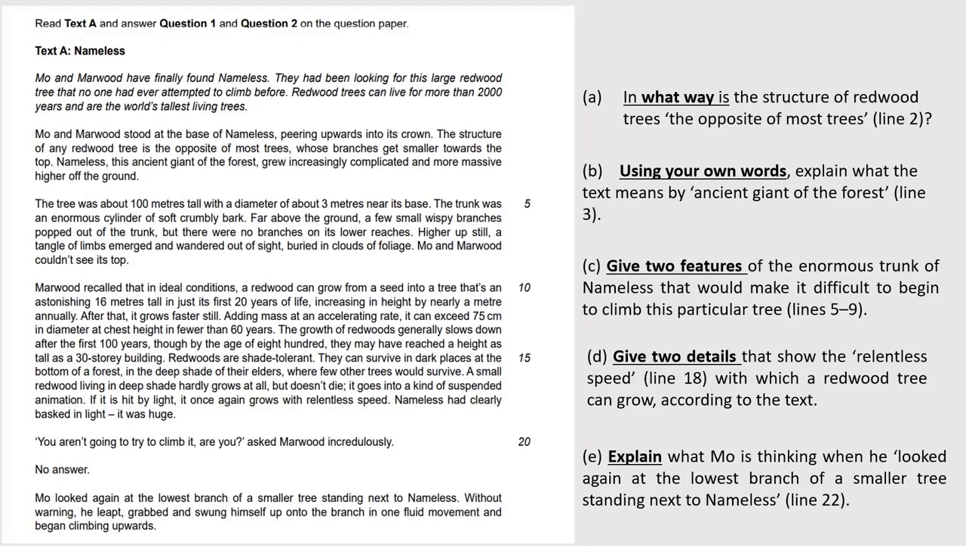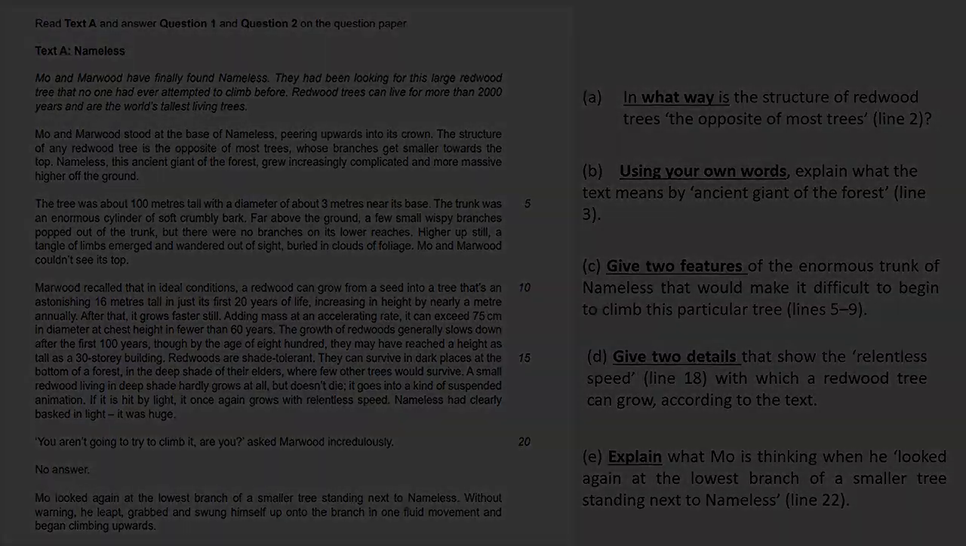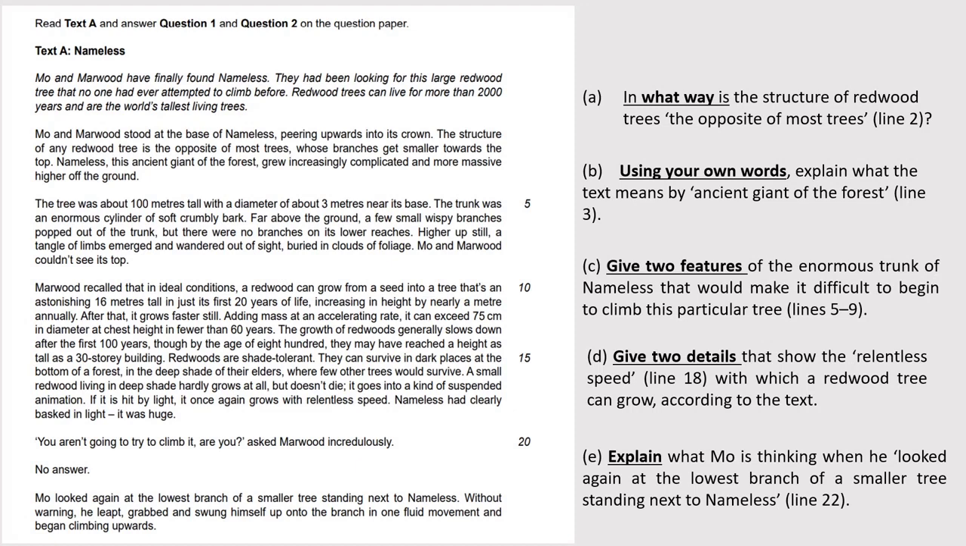So when I read this, okay, "Mo and Marwood stood at the base of Nameless, peering upwards into its crown." So they were looking up, at the part at the top, right? "So the structure of any redwood tree is the opposite of most trees, whose branches get smaller towards the top." Well, this is what I know, that normally trees do get smaller at the top. "So Nameless, this ancient giant of the forest, grew increasingly complicated and more massive higher off the ground."